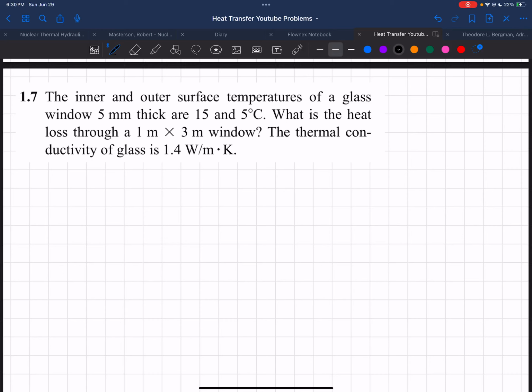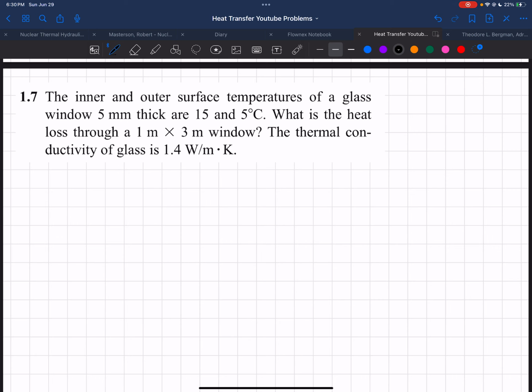So today we're going to be doing problem 1.7 from Fundamentals of Heat and Mass Transfer. And the problem is, the inner and outer surface temperatures of a glass window 5 millimeters thick are 15 and 5 degrees Celsius. What is the heat loss through a 1 meter by 3 meter window? The thermal conductivity of glass is 1.4 watts per meter K.